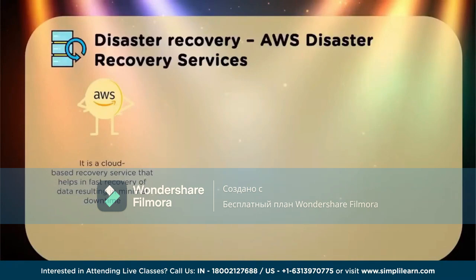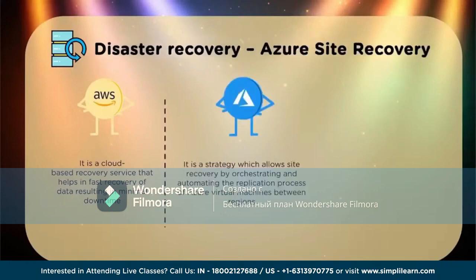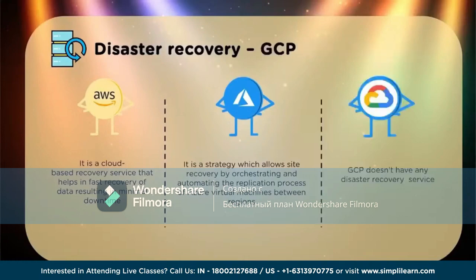Next up, we have disaster recovery services. AWS provides a cloud-based recovery service that ensures that your IT infrastructure and data are recovered while minimizing the amount of downtime that could be experienced. Site recovery helps ensure business continuity by keeping business apps and workloads running during outages. It allows recovery by orchestrating and automating the replication process of Azure virtual machines between regions. Unfortunately, GCP has no disaster recovery service.